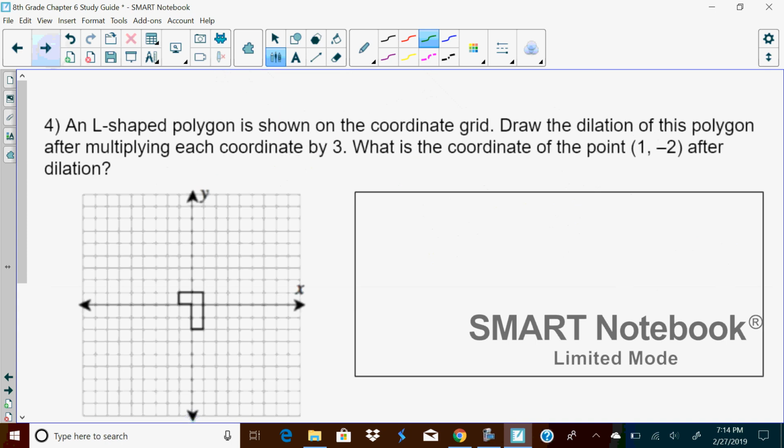Problem 4. I have an L-shaped polygon shown on the coordinate grid. Draw the dilation of this polygon after multiplying each coordinate by 3. What's the coordinate of the point 1, -2 after the dilation? So I started with 0, 0, which is going to stay the same. -1, 0 is going to become -3, 0. -1, 1 is going to become -3, 3. 1, 1 will become 3, 3.